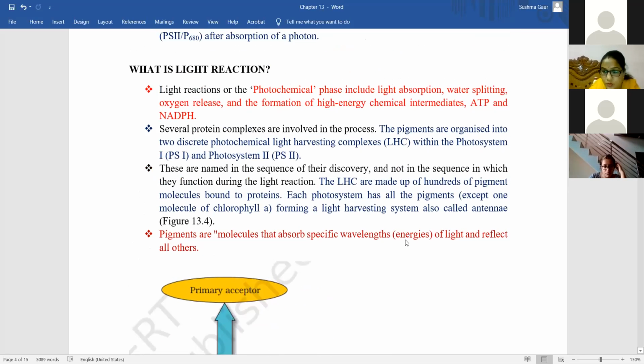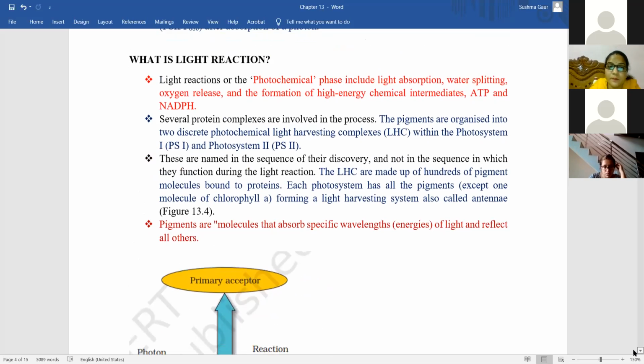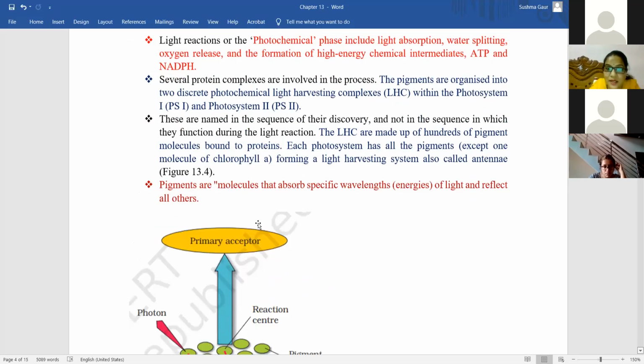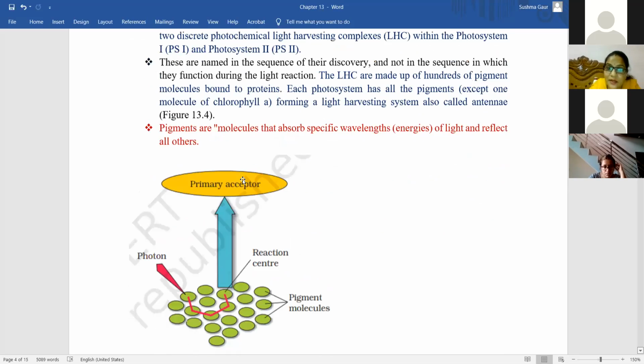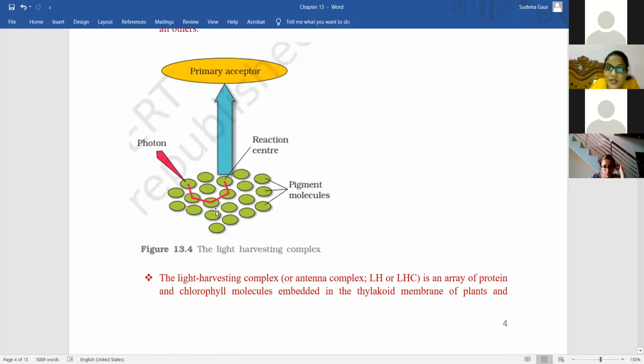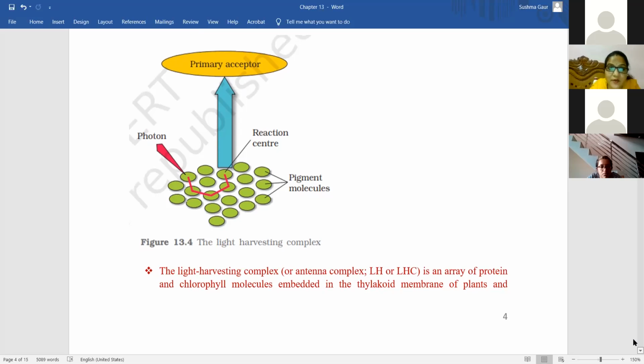So this is the structure of the light harvesting complex. Again, I'm repeating, there are many pigment molecules that will absorb light energy in the form of photons. This is the reaction center, that is chlorophyll A. So light will fall on these pigments and the electrons will move towards the primary acceptor. I have added the primary acceptor definition somewhere.